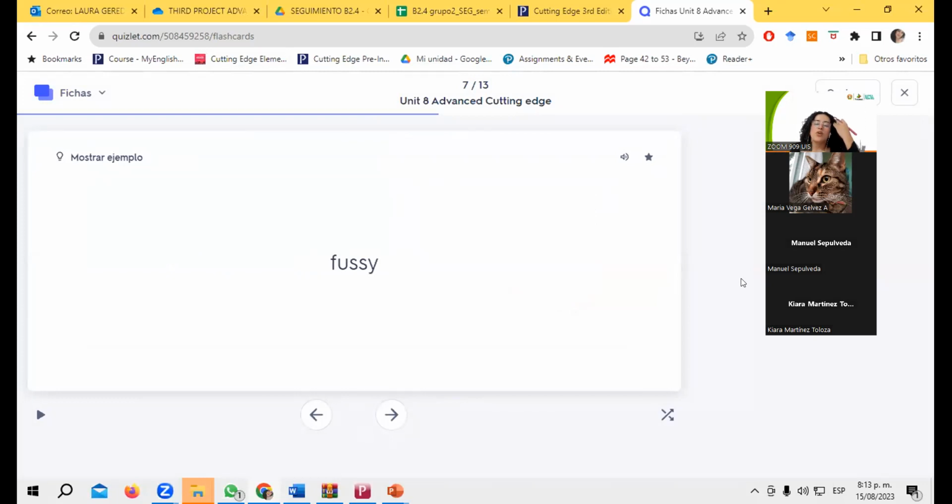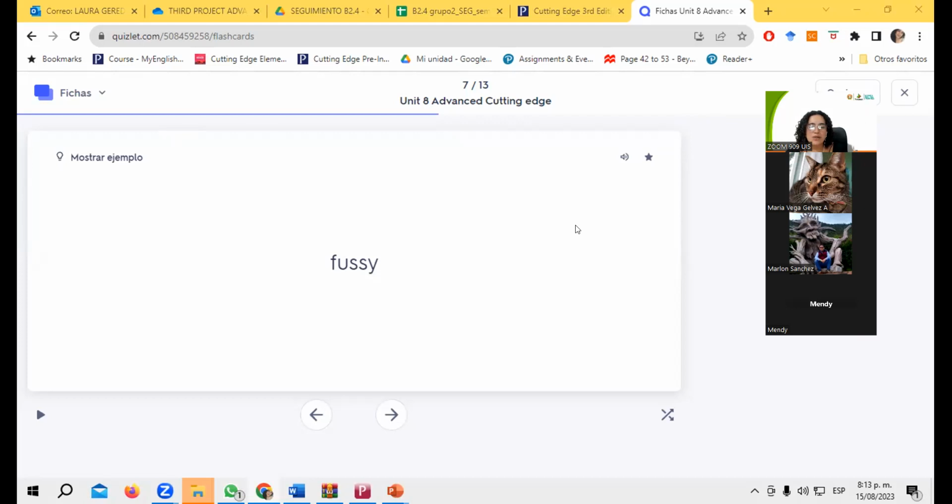What's fuzzy? Or you can use it in a sentence, fuzzy. Teacher, I don't remember. Okay, I will go with another student and then I come back to you. Mandy, do you remember fuzzy? Fuzzy? What's fuzzy? Teacher, no, I don't remember.